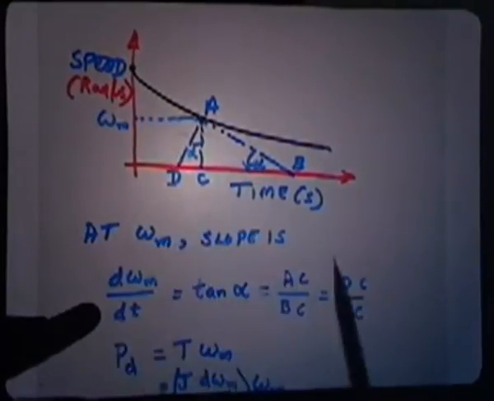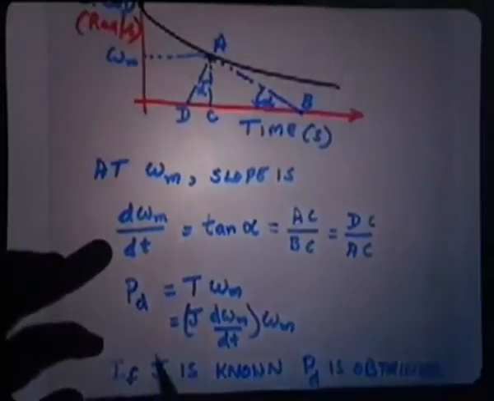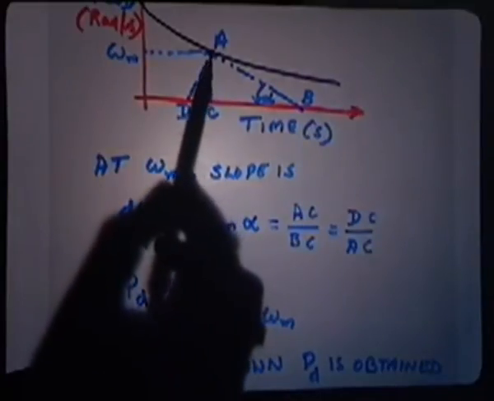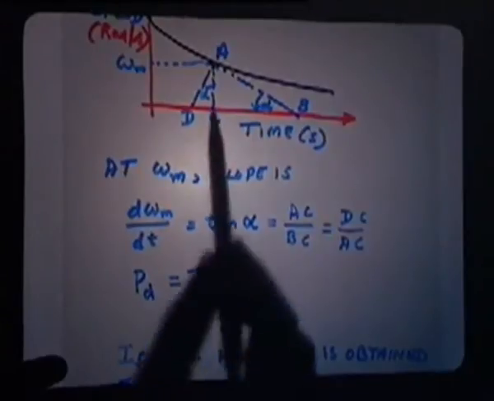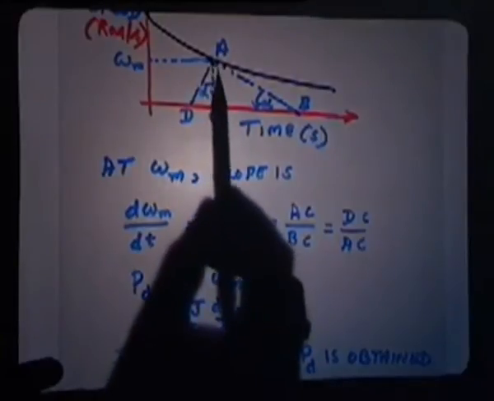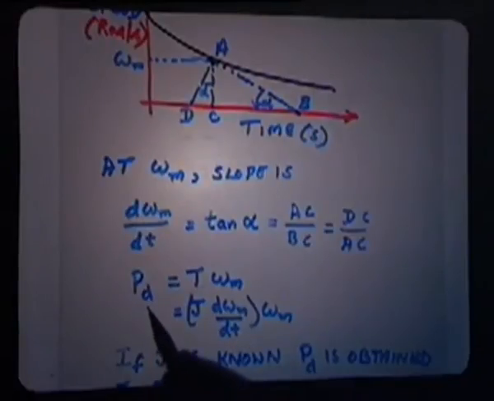After all, the slope will not be the same, and the slope d omega by dt is decided by, what is it? This one, that is PD, whatever the friction or the loss here, which is T omega m, equal to J d omega by dt into omega m. So, this is the torque. So, d omega by dt is decided by the torque here. Now, if you know J, and from this if you know d omega by dt, you can find out what is PD.